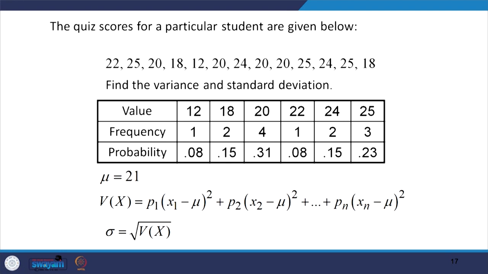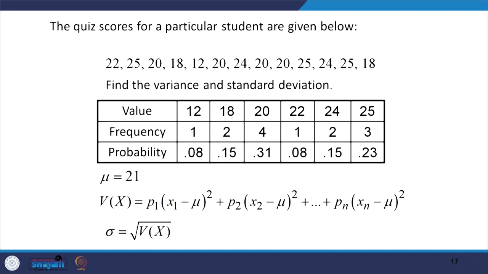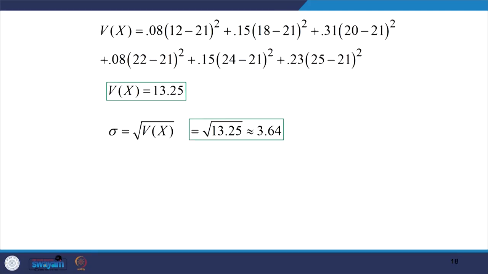Now, we are going to find the variance. So, p1 here is 0.08, x1 is 12, minus mu whole square, plus p2 is 0.15, x2 is 18, minus mu whole square, and so on. When you add it, you will get the variance, and when you take the square root, you will get the standard deviation. Going back: 0.08 into (12 minus 21) whole square plus 0.15 into (18 minus 21) whole square plus 0.31 into (20 minus 21) whole square. When you simplify, the variance is 13.25, standard deviation is 3.64.